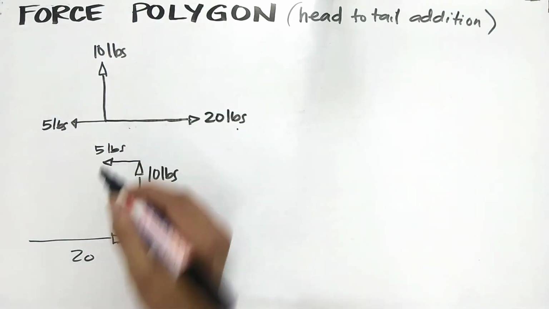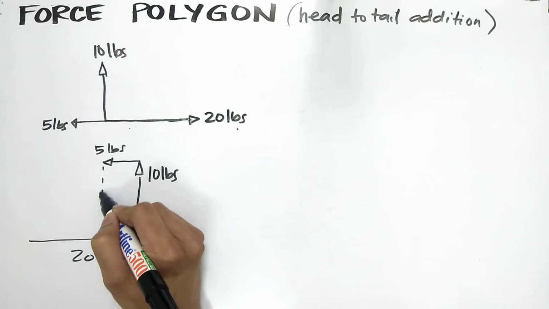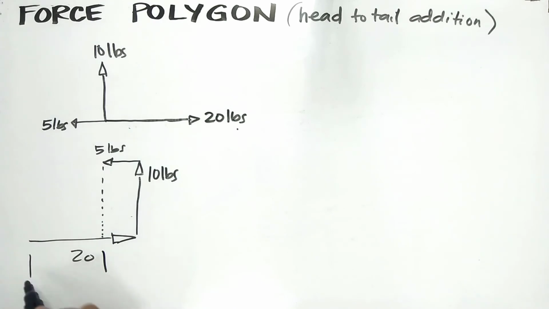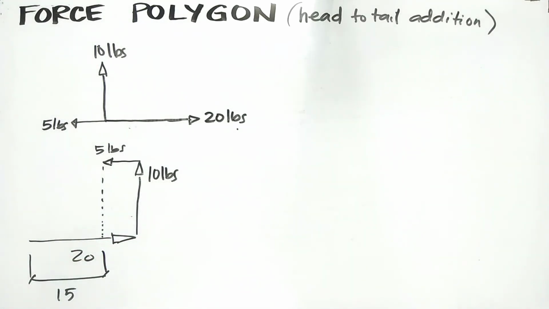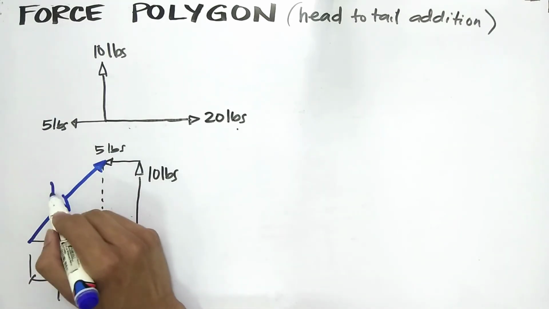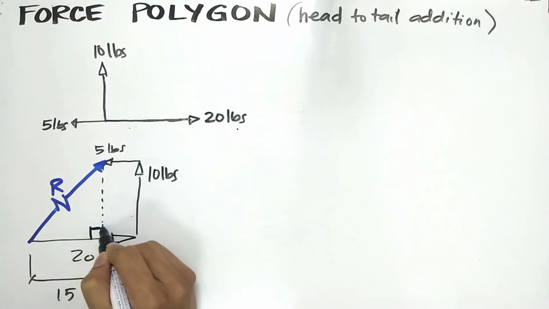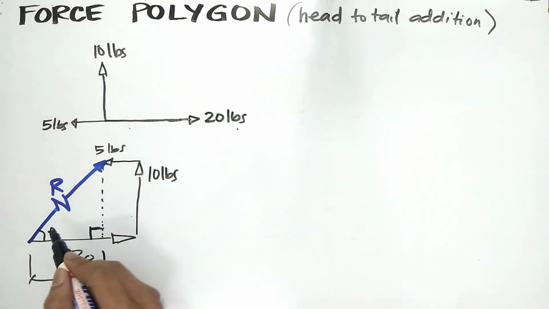So if you look at these horizontal forces, 20 minus 5, the length of this force will be equal to 15. And then we can find the resultant using this head-to-tail method. This is your resultant R. This is in 90 degrees. We just move this force so that we can simplify our analysis. So this is your angle theta.